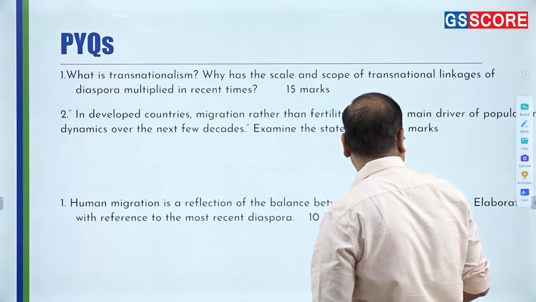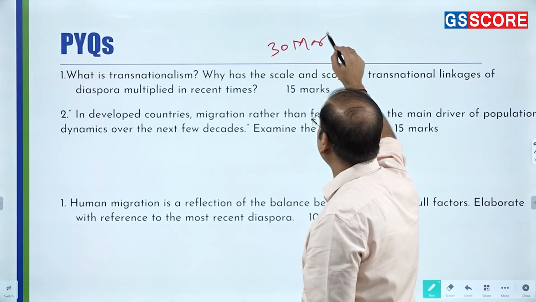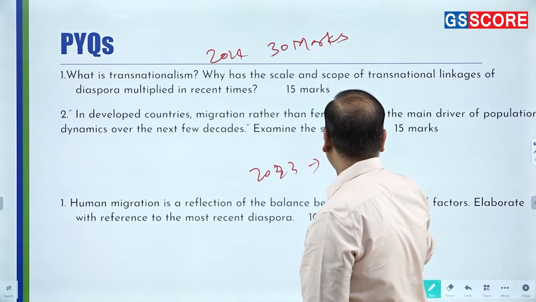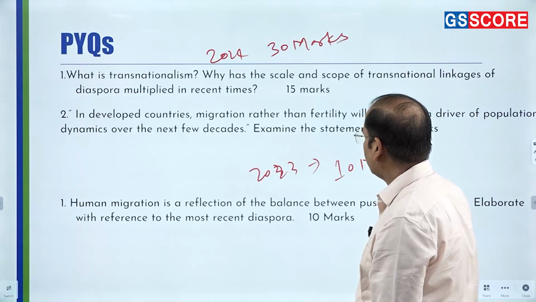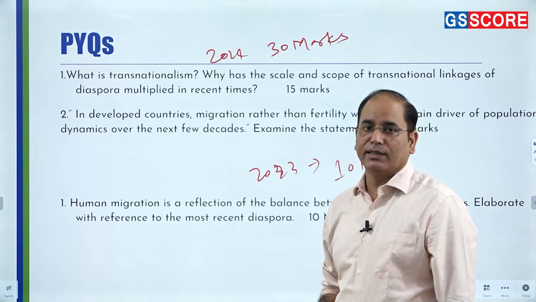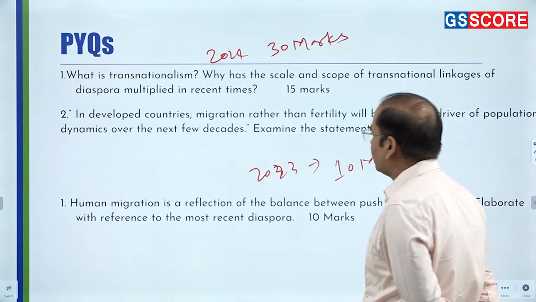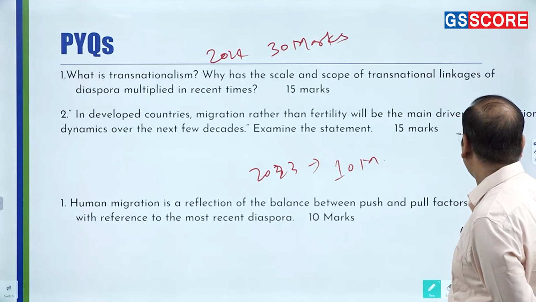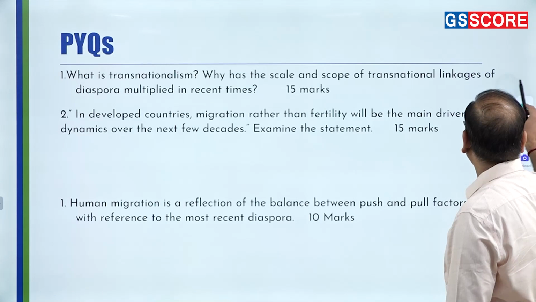Now, if you look at the questions, in 2023 there were 2 questions of 15 marks, that is a 30-mark question, that have been asked in 2024, and in 2023, please keep in mind that population and settlement is combined. So what is transnationalism? Why has the scale and scope of transnational linkages of diaspora multiplied in recent times? In developed countries, migration rather than fertility will be the main driver of population dynamics over the next few decades. Then human migration is a reflection of the balance between push and pull factors, elaborate with reference to the most recent diaspora. So again related to migration.